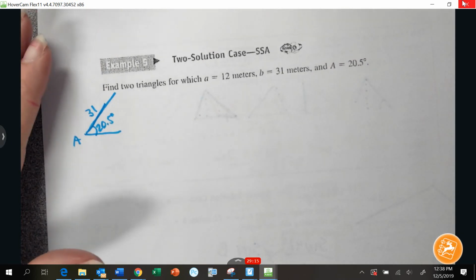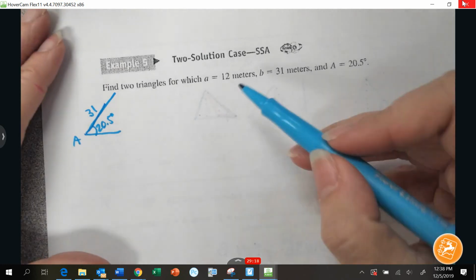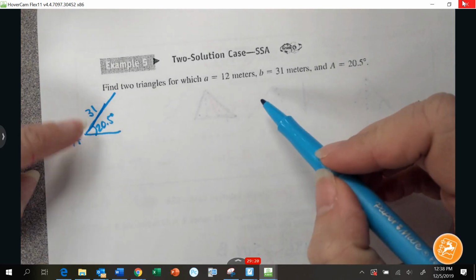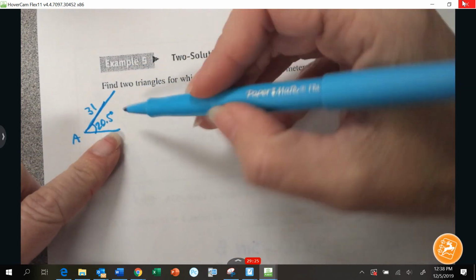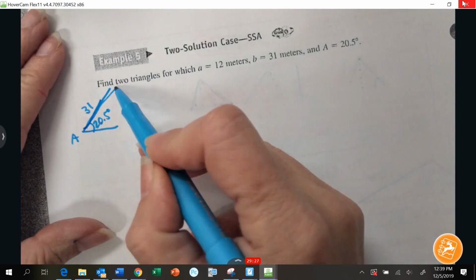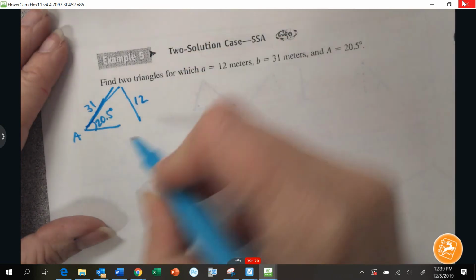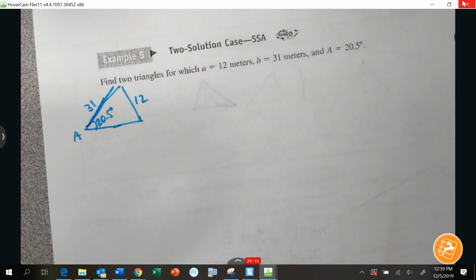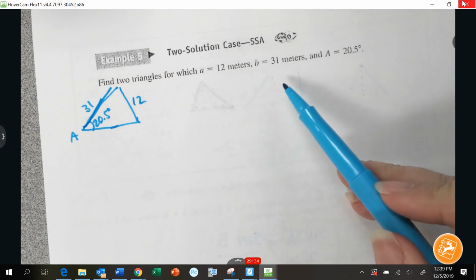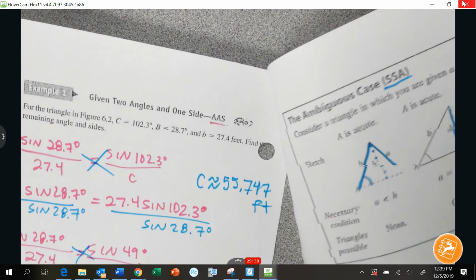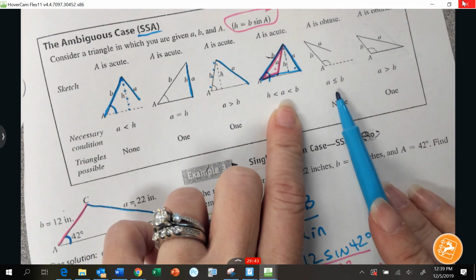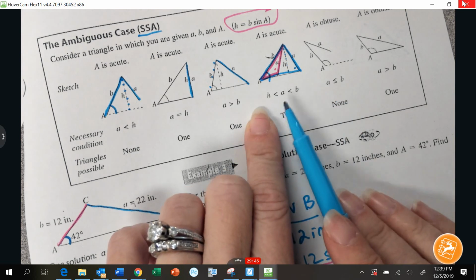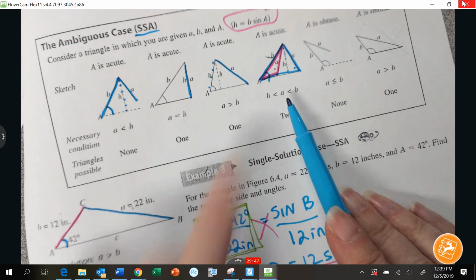The first triangle, why do we have 2 triangles? This is acute, and A is 12, and B is 31. So A is less than B. So if A is less than B, I've got 2 choices. This one here I need the H for, so let's go ahead and find our H.